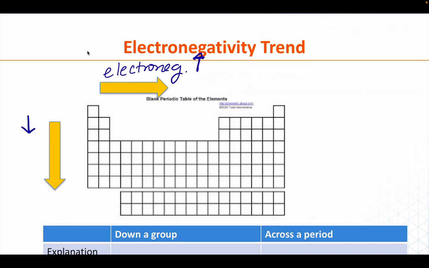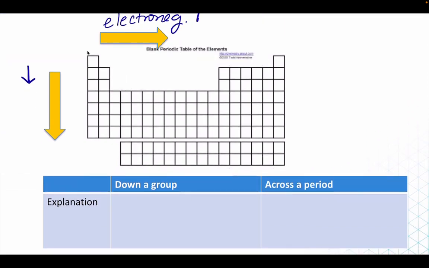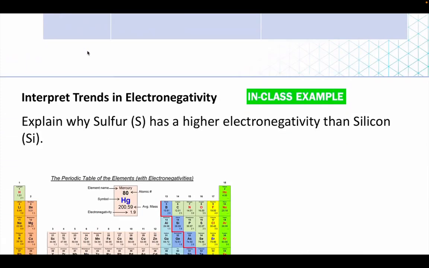So again, the reason it gets less as you go down the group is because you're adding energy levels. So the effective nuclear charge is decreasing. So the electrons are not feeling that positive nucleus as much. So the electron that's in the bond isn't going to feel it much either. As I go to the right, I'm not adding energy levels, but I'm getting a smaller atom with a more positive nucleus. They're able to pull on their own electrons more, and on those bonded electrons being shared.